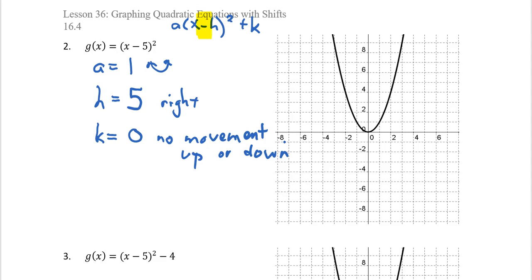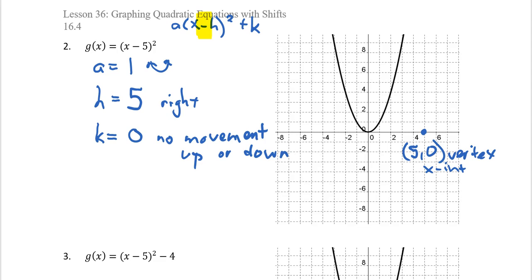Now that we have all the critical pieces of information, we come over to our graph. I already printed on there the equation for y equals x squared. So we just take this graph, we move the vertex right 5. Okay, the vertex is at the origin, and if I move it right 5, it's going to sit on the x-axis right at 5. So our vertex is the ordered pair 5, 0. It also happens to be our x-intercept, just because it's on the x-axis.